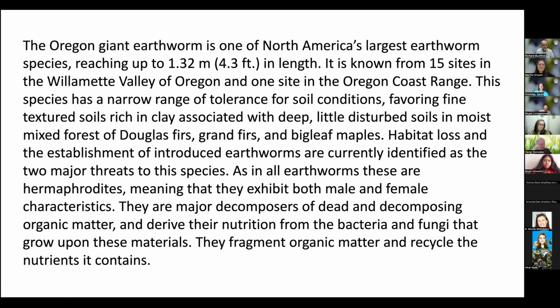And then they have a role. They're major decomposers of dead and decomposing organic matter. It says how they get their nutrition, and they recycle nutrients. Okay, so it describes it briefly. It tells where it lives, says something about its biology and something about its interaction with its environment. Okay, and so there are components like that in all of the descriptions. It also says a little bit about its endangerment.